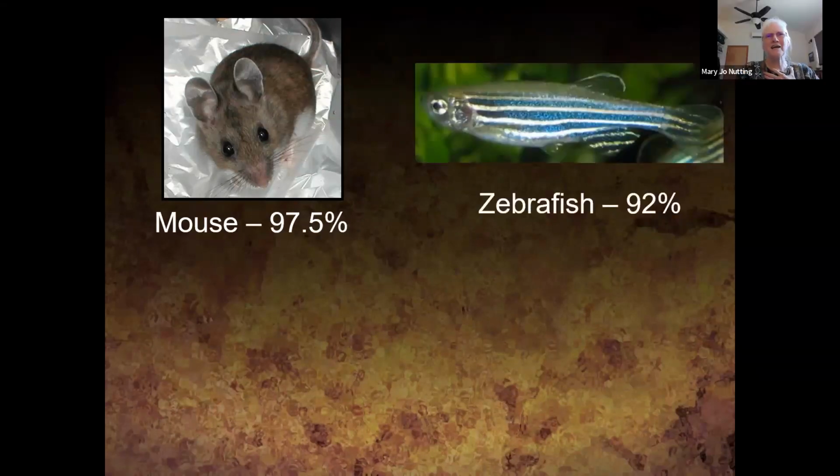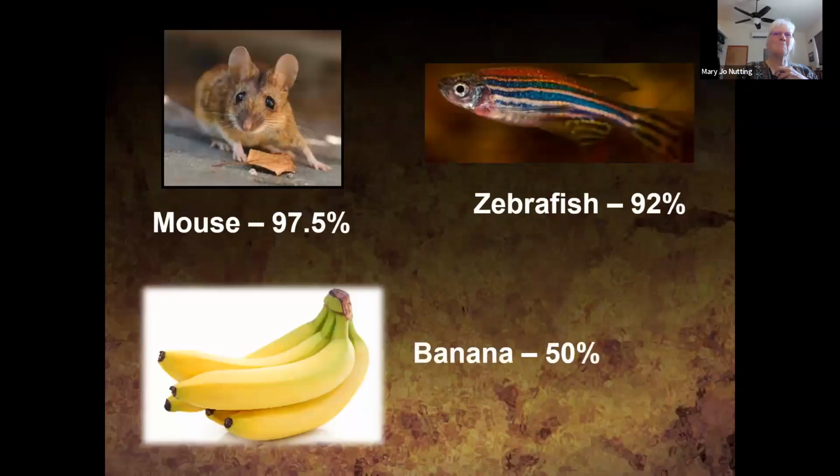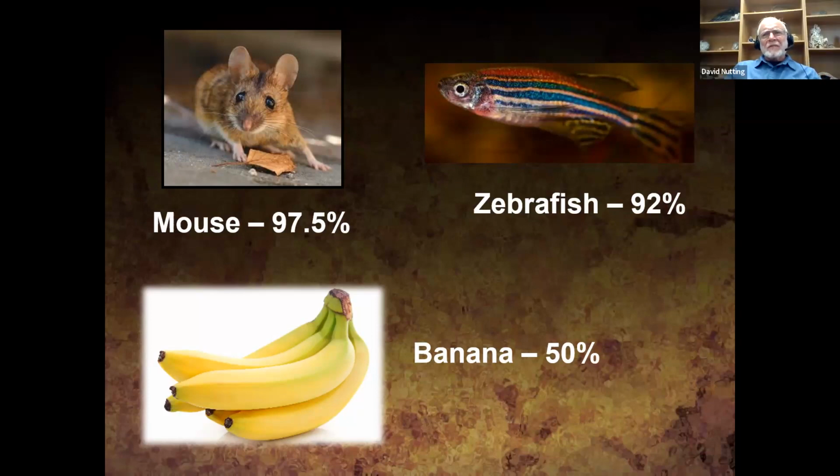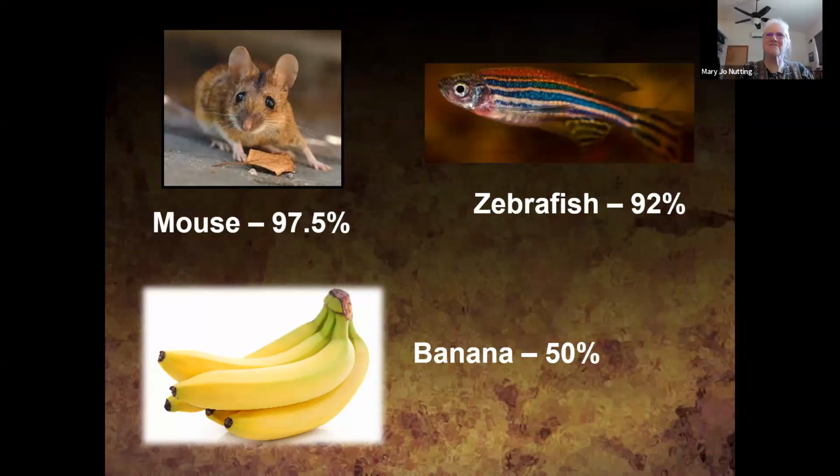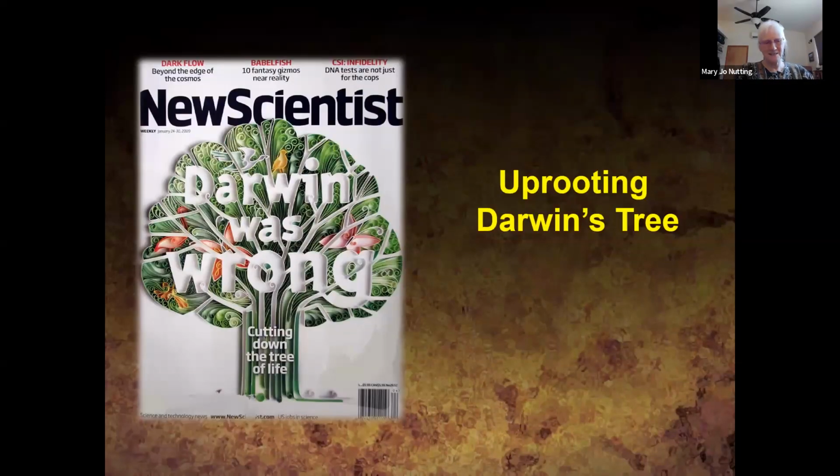The zebrafish, 92%. And I like this one, bananas, 50%. So did we evolve from bananas? All it's really doing is showing that there are similarities in these various organisms. And I think that fits very nicely with a design argument, because if you think about it, the designer, like a good engineer, takes the same structural principles, utilizes them where they fit, comes up with innovative and creative ideas where they don't work together, and so on.